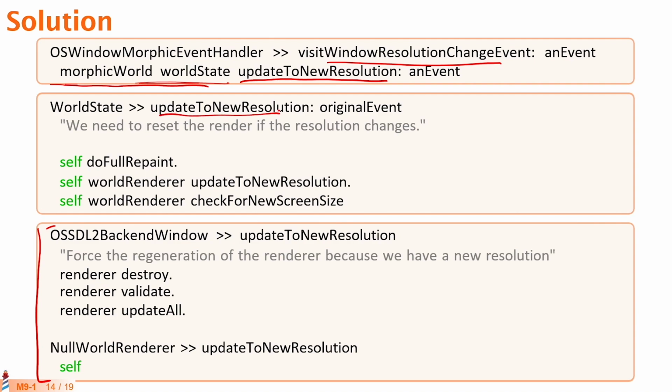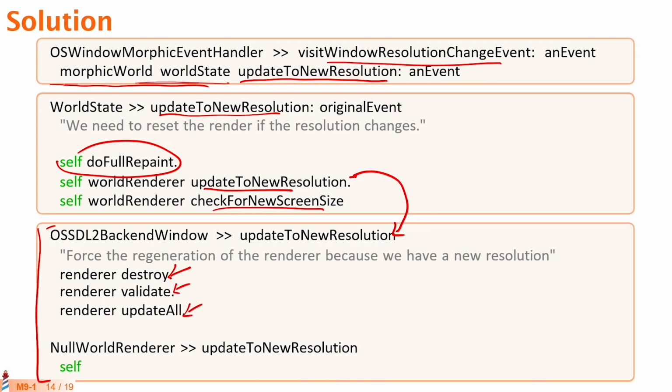This update new resolution will do the main 3 steps that we were doing before, but they were kind of hidden in implementation detail because it was difficult to read. So it is doing a full repaint, followed by an update to resolution and checking the screen size. And this update new resolution is executing the destroy, validate, and update tool that we saw before.